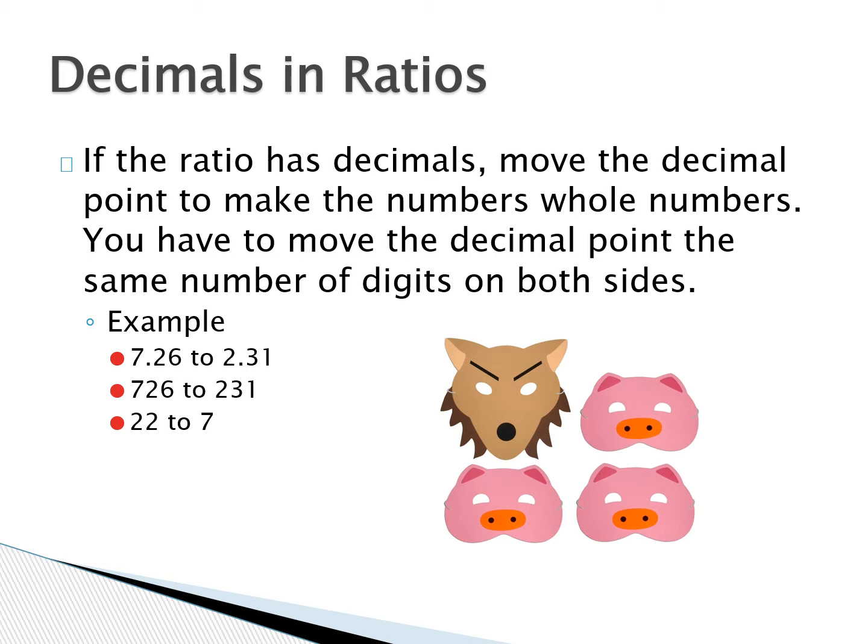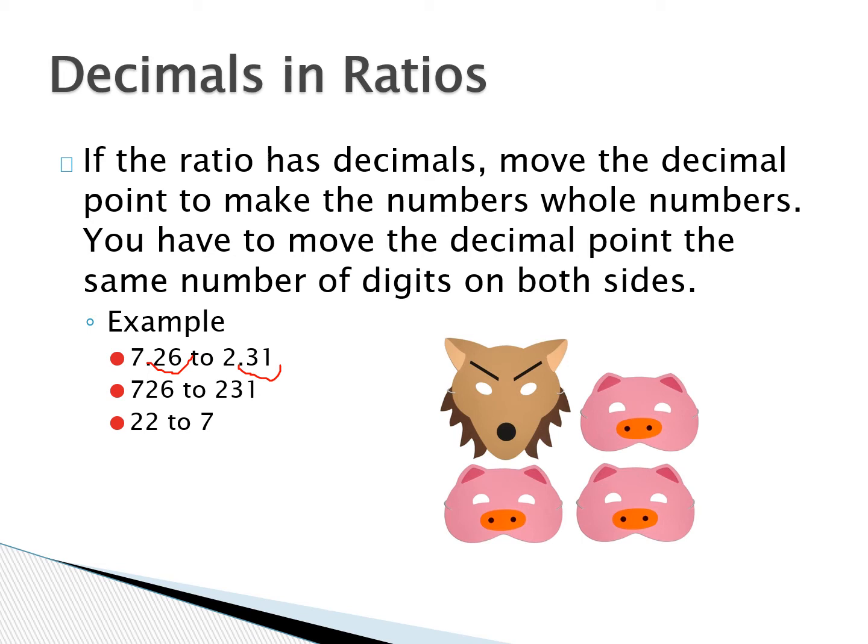So we are looking at 7.26 to 2.31. So we want to get rid of the decimal. And over here, to get rid of the decimal on the left side, you're going to move 2 places to the right, which means you have to do the same exact thing to the right side. So this 2 could be replaced, remember, or it could be written in a fraction format. So now we have 726 to 231.